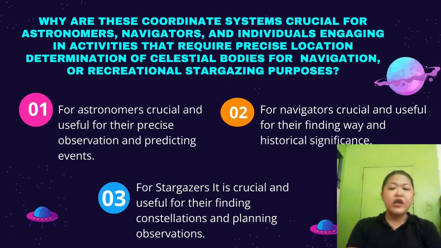So, in summary, altitude and azimuth provide a common framework for understanding and communicating the position of celestial objects. This makes them essential for astronomers, navigators, and stargazers alike, enabling accurate observation, navigation, and a deeper appreciation of the wonders of the night sky.